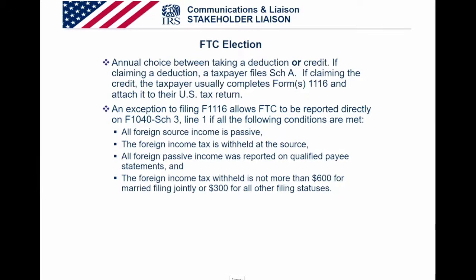All foreign passive income was reported on a qualified payee statement or brokerage statement, and the foreign income tax withheld is not more than $600 for married filing joint or $300 for all other filing statuses. So if all these four conditions are met, the taxpayer can claim the foreign tax credit without the Form 1116.